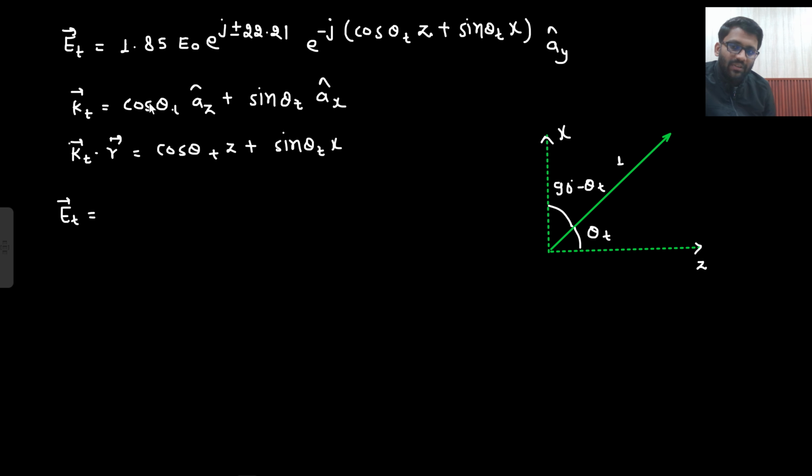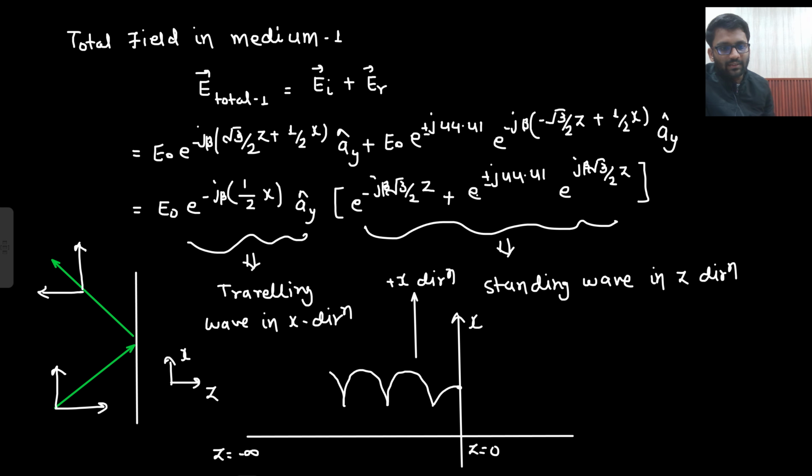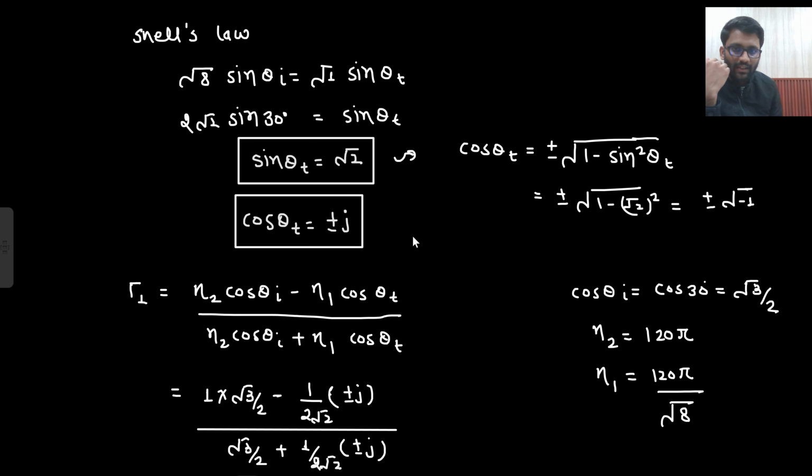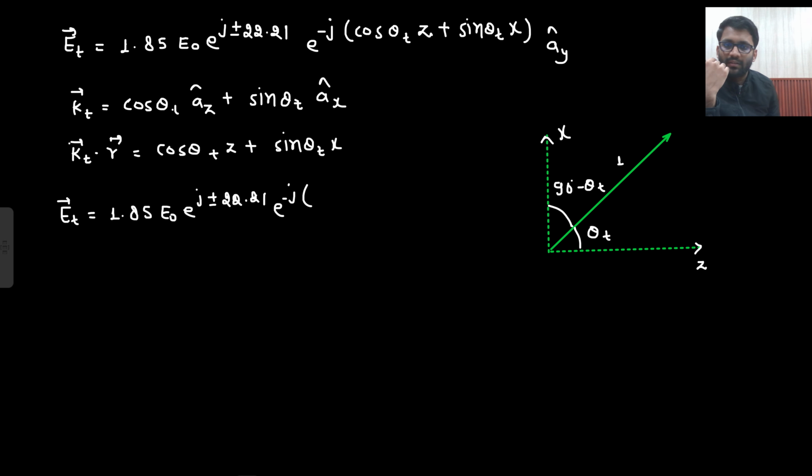So if I write down the transmitted field, what I will get here? 1.85 E naught e to the power j plus minus 22.21, e to the power minus j. What is the value of cos theta t? We have found out, that is j. What is the value of cos theta t? Here we have found out, no? Cos theta t is plus minus j. So here this will be plus minus j z.